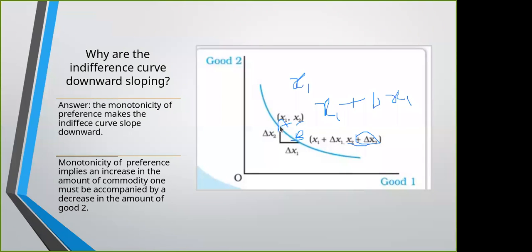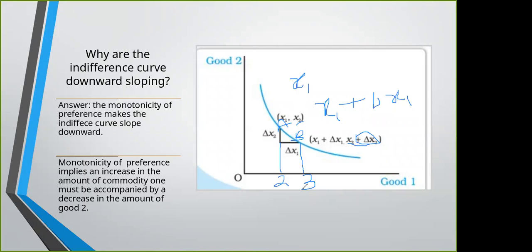See, suppose we are moving from point A to point B. Earlier we were consuming, suppose, 2 units of good 1. Now we are consuming 3 units of good 1, right? Good 1 means commodity 1. We have consumed more. So as a result, because more is better, more consumption means more utility automatically.